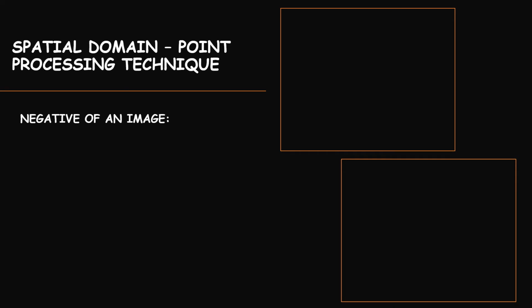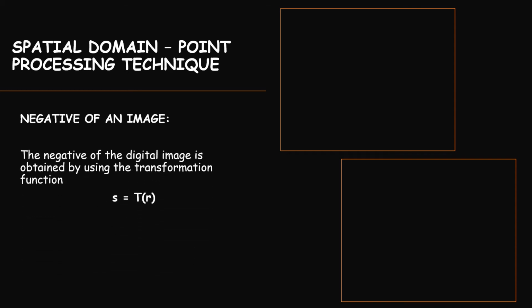Now, let's see one by one the types of point processing techniques. The first one we have considered is the negative of an image. There are a number of applications in which the negative of a digital image is quite useful, such as displaying medical images and photographing a screen with monochrome positive film, with the idea of using the results as normal slides. The negative of a digital image is obtained by using the transformation function S is equal to T of R.